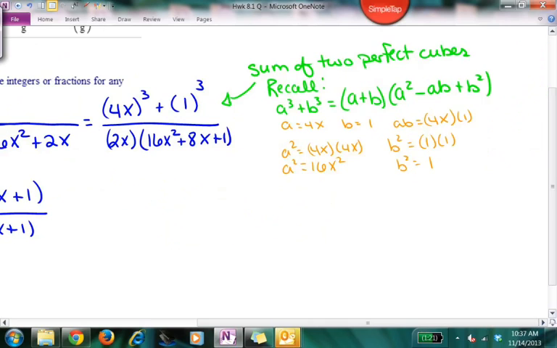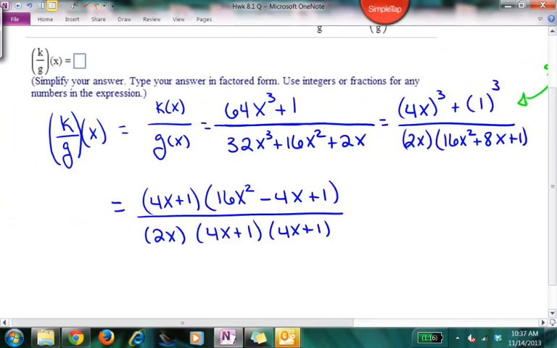Recall that we have a formula: a cubed plus b cubed is equivalent to a plus b times the factor a squared minus ab plus b squared. Identifying a to be 4x and b to be 1, we can continue finding a times b to be 4x and a squared to be 16x squared and b squared to be 1. When we're finished factoring our cubic, we will have 4x plus 1 times 16x squared minus 4x plus 1.